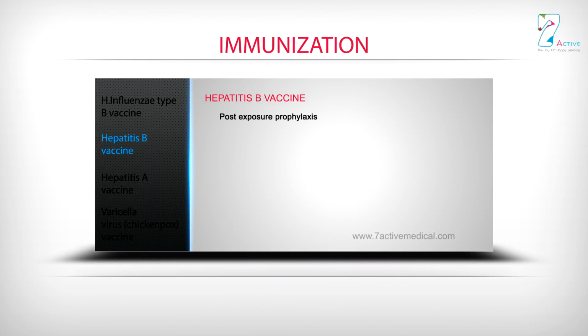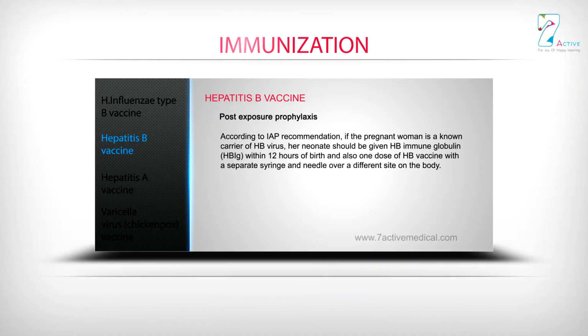Post-exposure prophylaxis. According to IAP recommendation, if the pregnant woman is a known carrier of HB virus, her neonate should be given HB immune globulin HBIG within 12 hours of birth, and also 1 dose of HB vaccine with a separate syringe and needle over a different side on the body.